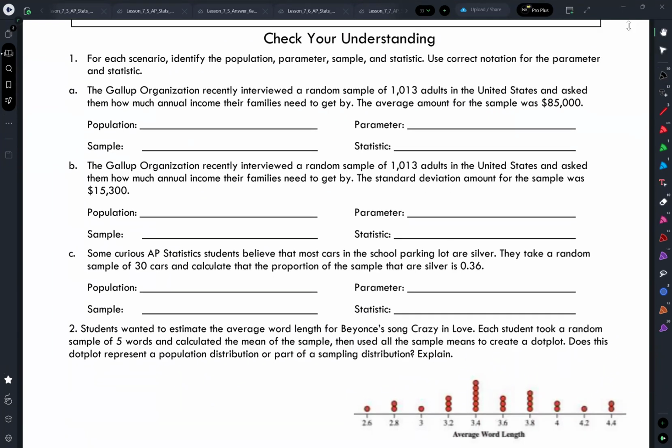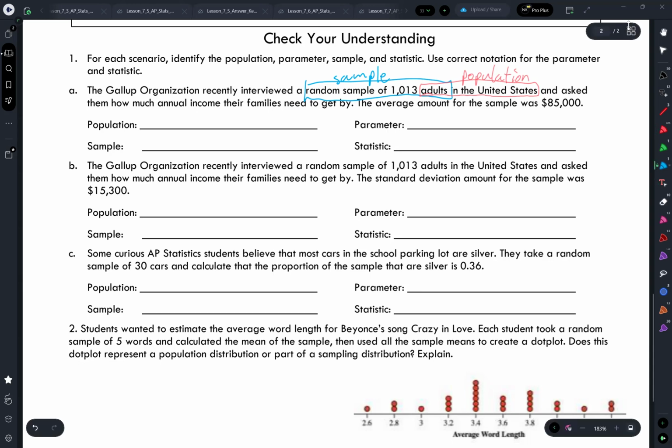All right. So checking your understanding: for each scenario, identify the population, parameter, sample, and statistic. Use correct notation for the parameter and statistic. The Gallup organization recently interviewed a random sample. Boom, that means right here, I've got my sample. Notice I love annotating, it helps a lot. Adults in the US, so we've got a population here of adults in the US, and asked them the annual income their family needed to get by. The average amount for the sample was $85,000.